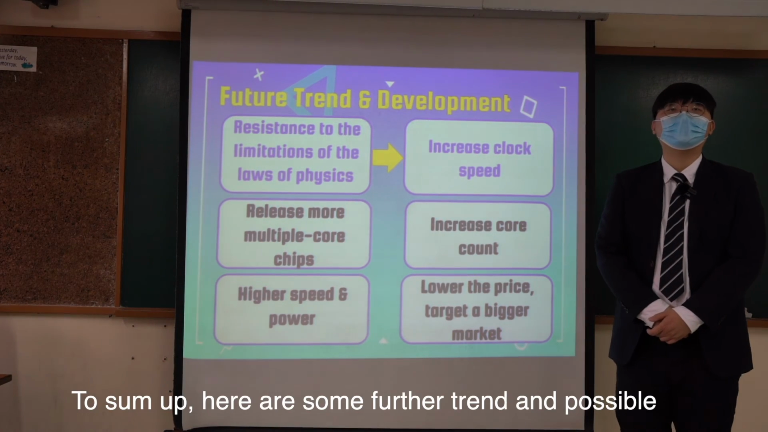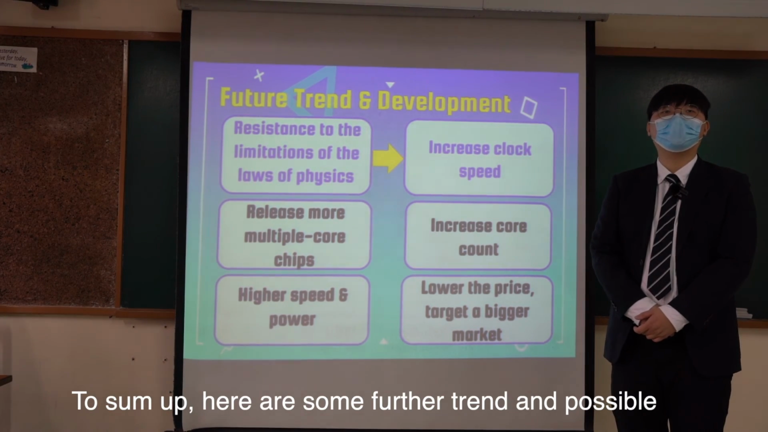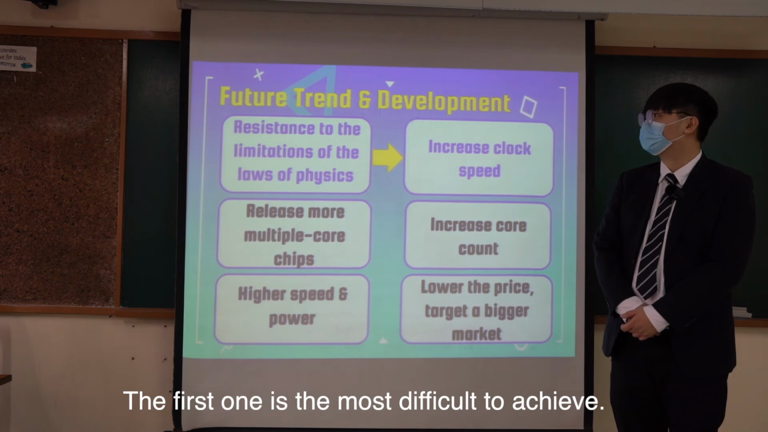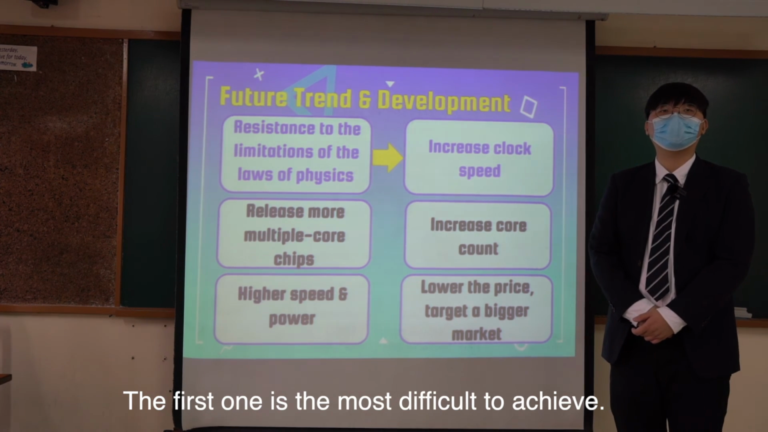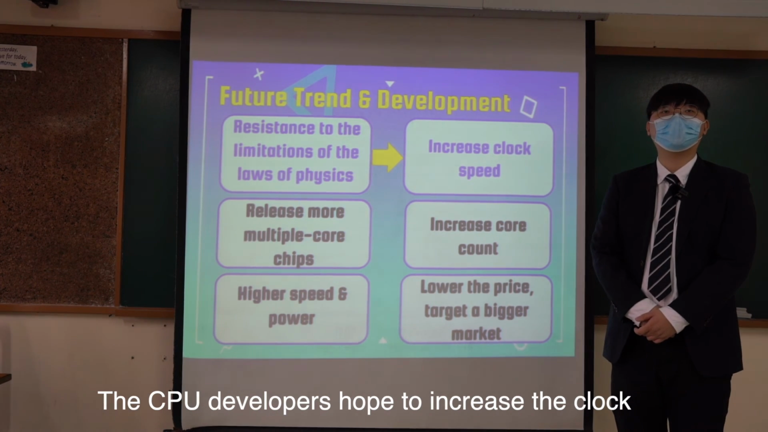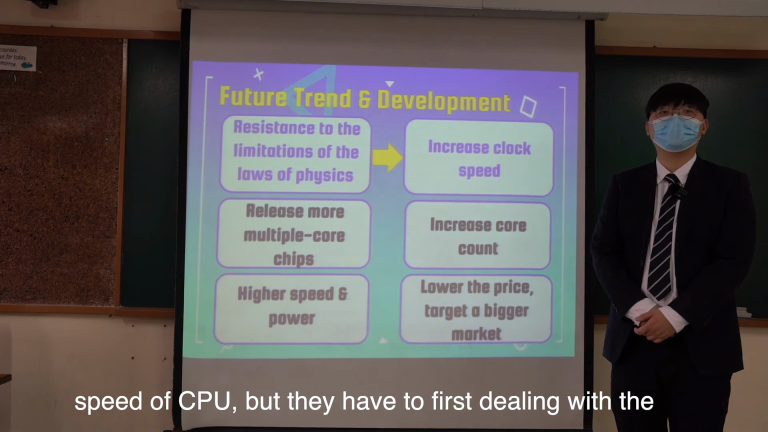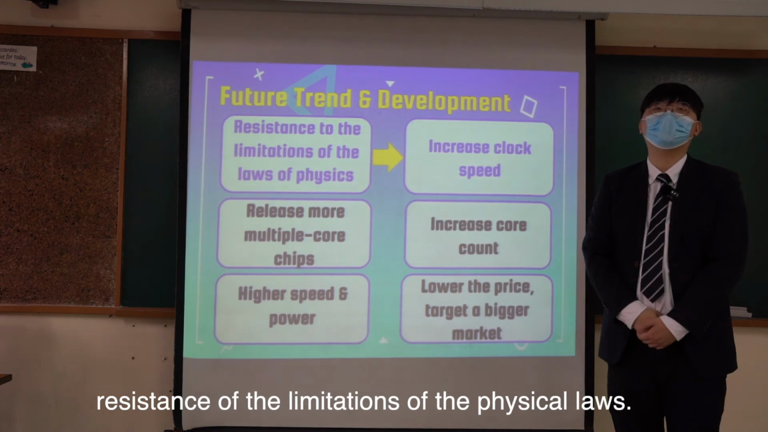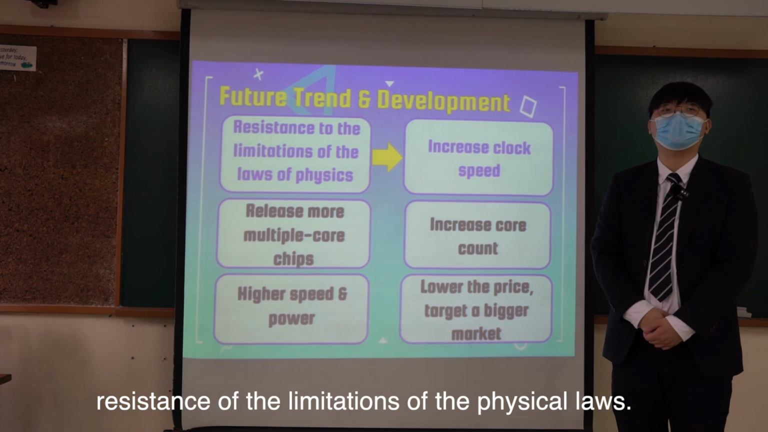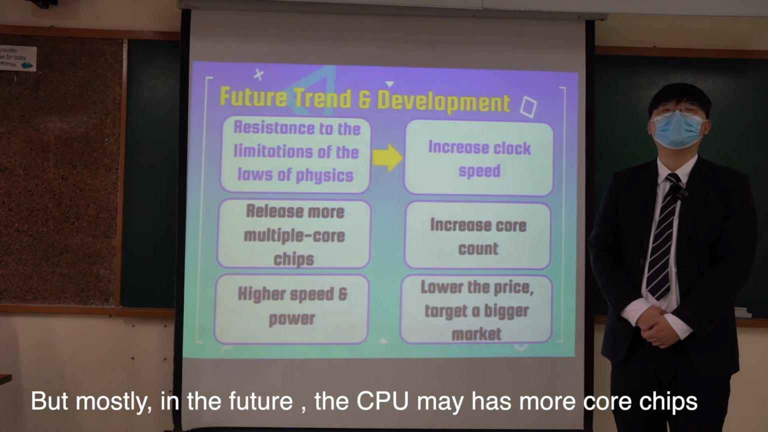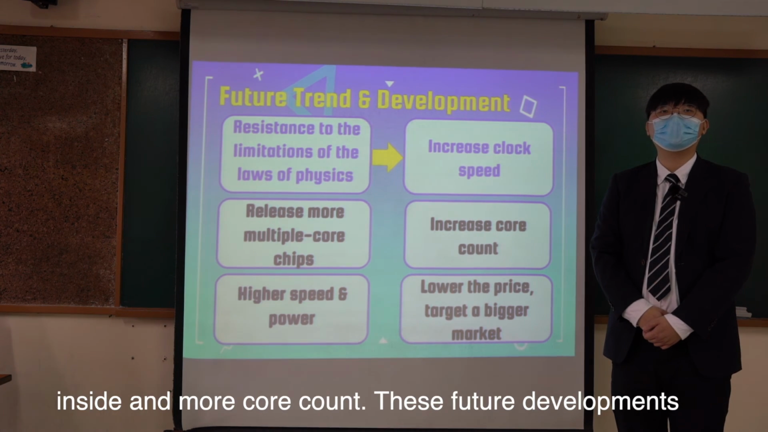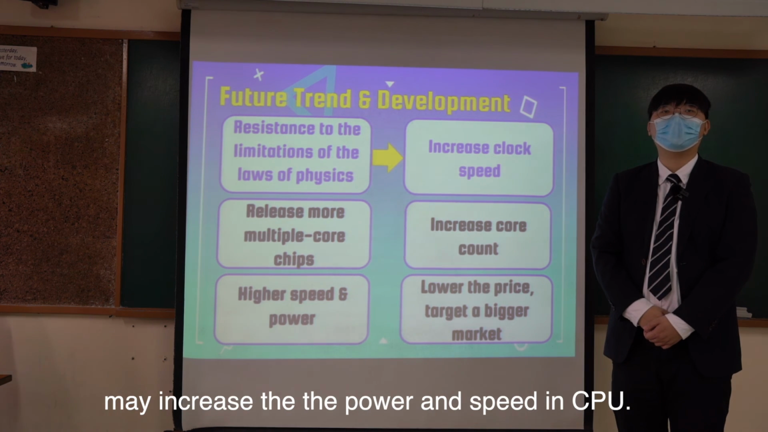Okay, to sum up, here are some future trends and possible developments for CPUs. The first and most difficult to achieve: CPU developers hope to increase the clock speed of CPUs, but they first have to deal with the limitations of physical law. But mostly, in the future, the CPU may have more core chips inside and a higher core count. These future developments may increase the power and speed of CPUs.